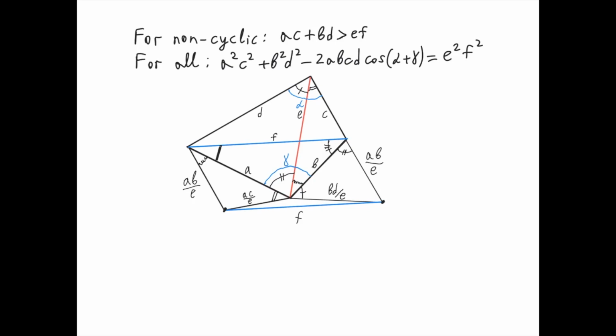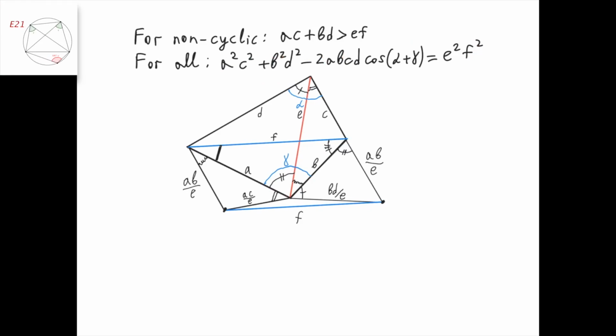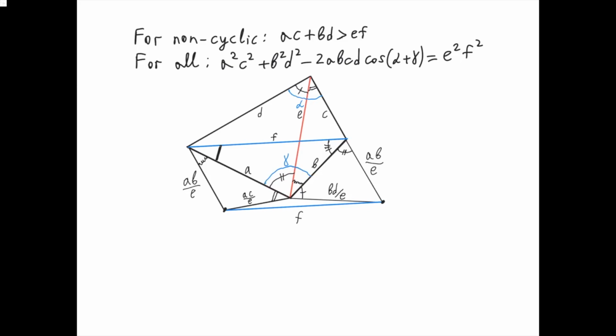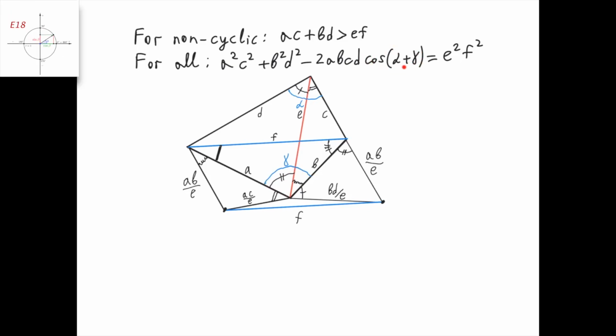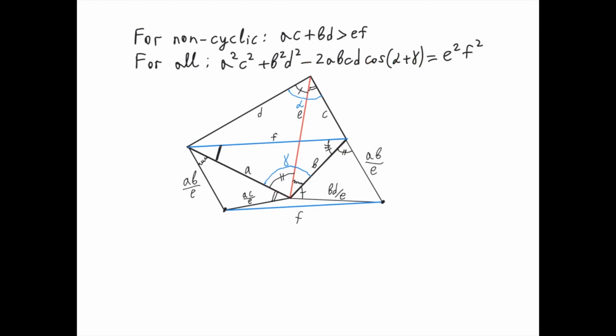Of course, you can notice that Bretschneider's theorem is a generalization of Ptolemy's theorem, since for cyclic quadrilaterals we know that alpha plus gamma always equals 180 degrees, so this cosine would be cosine of 180 degrees, which is -1, so this minus is going to become plus, and we're going to have a squared c squared plus b squared d squared plus 2 times abcd, which equals AC plus BD squared. Hence, for cyclic quadrilaterals, we would have AC plus BD squared equals E squared F squared, and therefore AC plus BD equals EF. And now let's focus on proving these two statements.